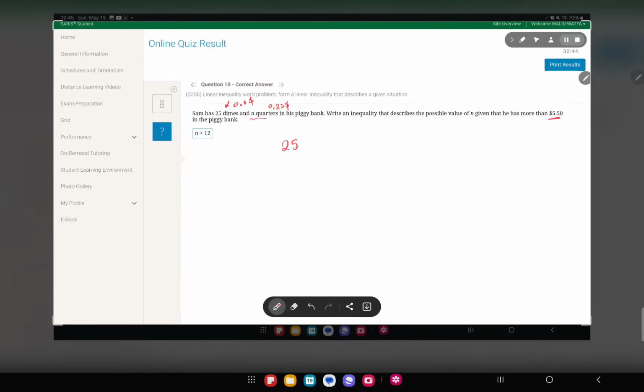That means 25 times 0.1. And he has n quarters, so we could just say 0.25n, because each quarter is 0.25. And they said that he has more than 5.5, so greater than 5.5. Now you just solve this. 25 times 0.1 is 2.5, plus 0.25n greater than 5.5. This becomes 0.25n greater than 3, because you just subtract 2.5. This becomes n is greater than 12. That's it. Put it here.